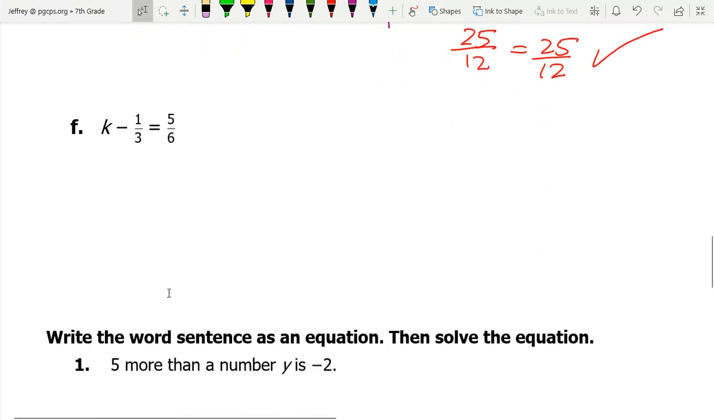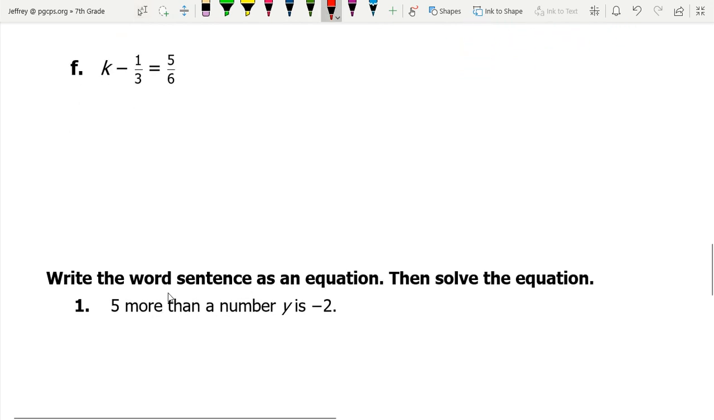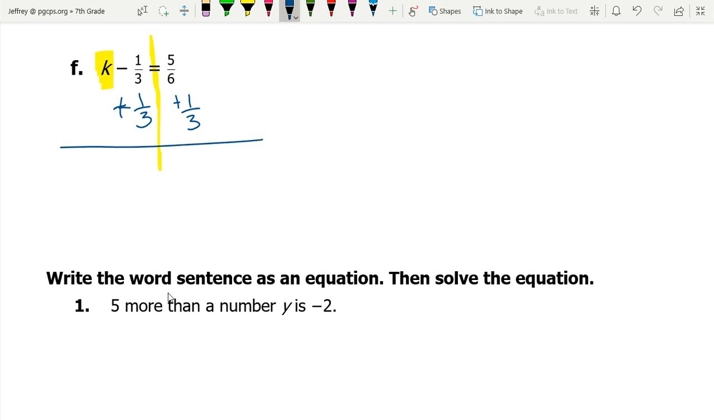Now, for the next example, we got k minus 1/3 is equal to 5/6. Again, our goal is to isolate k, and there's two sides of the equation. Now, we're going to add 1/3. Whatever you do on one side, you do on the other side. These two terms are opposite, so that's a 0. What's left is k is equal to, now, we don't have the same denominator, so we need to get the common denominator. What is the common denominator of 6 and 3? That's going to be 6.